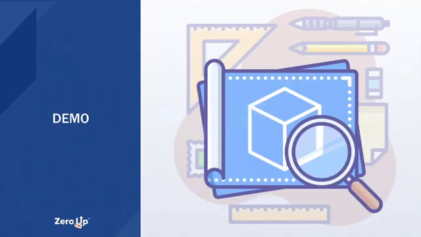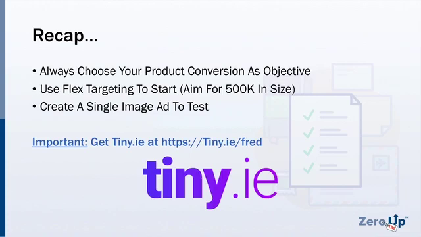And I just walked you through exactly how to do so. So to recap, always choose your product conversion as an objective. So I'm selling the Ice Fair Carbon Dragon Ring. So what you want to do is to actually tell Facebook that you are selling that product and you want to get Facebook to optimize for that specific product conversion that you created through Pixelbait. Then you want to use flex targeting to start and aim for 500K to 1 million in size, no more than 1 million. And then you want to create a single image ad to test.